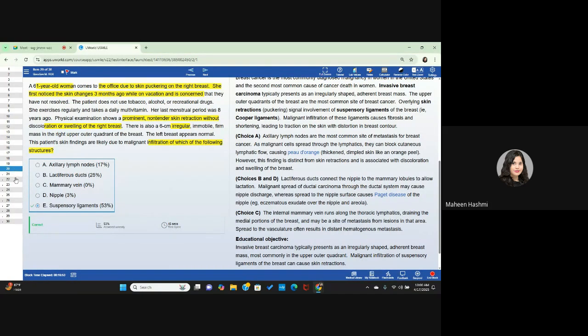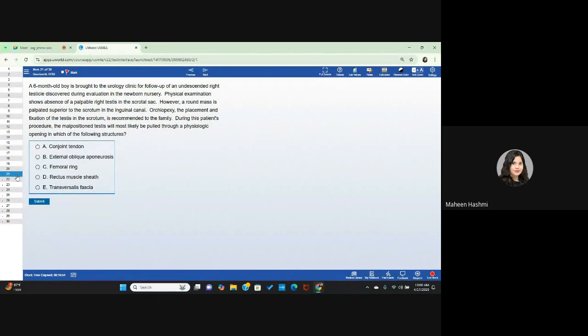Then we go on to the next question. Orchiopexy, the placement and fixation of the testis in the scrotum, is recommended to the family. During the patient's procedure, the malpositioned testis will most likely be pulled through a physiological opening in which of the following? What's happening? Why is the patient having orchiopexy?